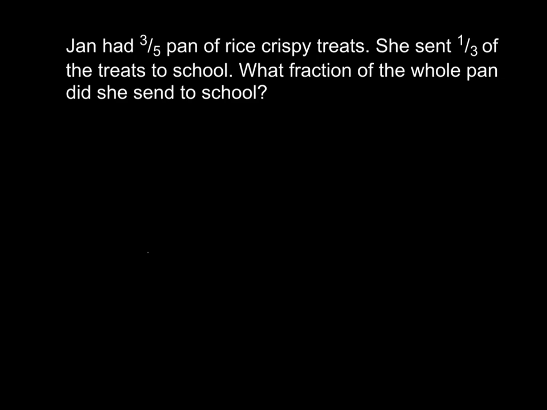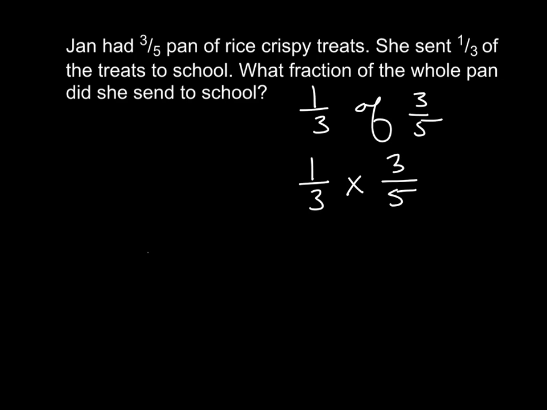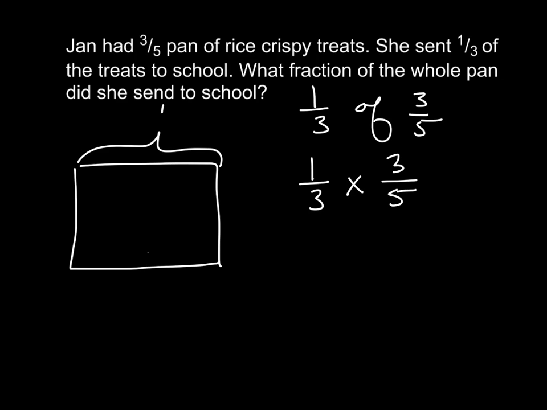So we're trying to find out what 1/3 of 3/5 is in this problem, and as you all know, that means that we're multiplying 1/3 times 3/5. So I'm going to draw my rectangular fraction model. Here's my pan of Krispie treats. It represents the whole pan.